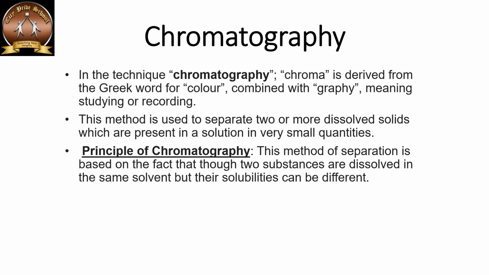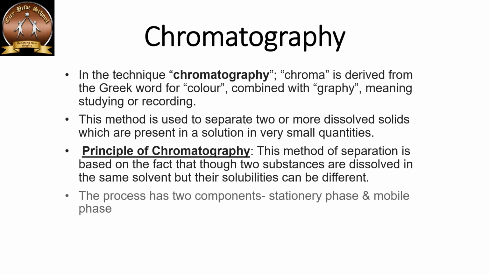Like if we have components A and B which are soluble in water, it is not mandatory that both A and B will have equal solubility. Some components will have higher solubility and some would have lower solubility. Taking this into consideration, we are going to use chromatography. Now chromatography has two components: one is the stationary phase and one is the mobile phase.